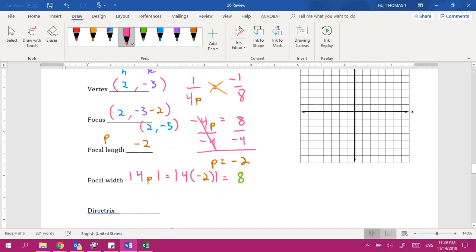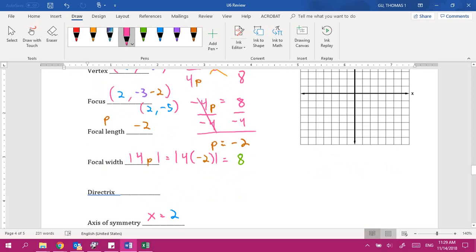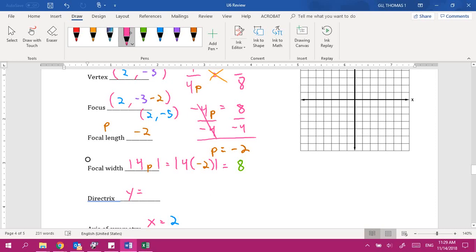And then lastly, the directrix. What's the directrix going to be? It's got to be the opposite of your axis of symmetry. So if your axis of symmetry is x equals, then it's going to be y equals, and then what? Remember how your focus was k plus p, right? Then the directrix must be k minus p, because it goes in the opposite direction. Your focus and the vertex go in one direction, and the vertex and the directrix go in the opposite direction. So one would be adding, one would be subtracting. So it's going to be k minus p.